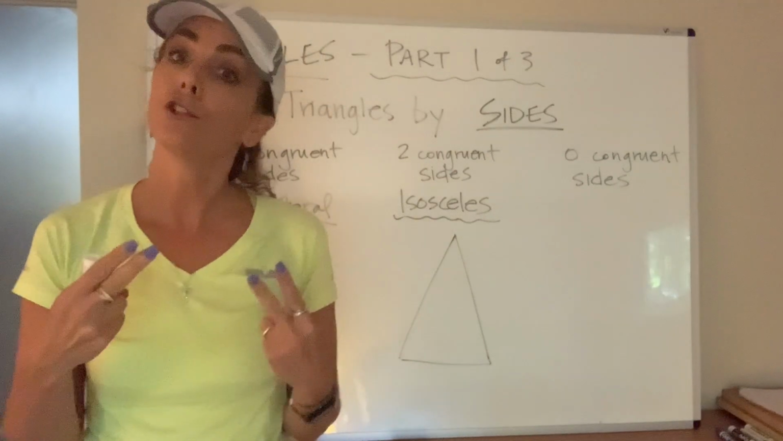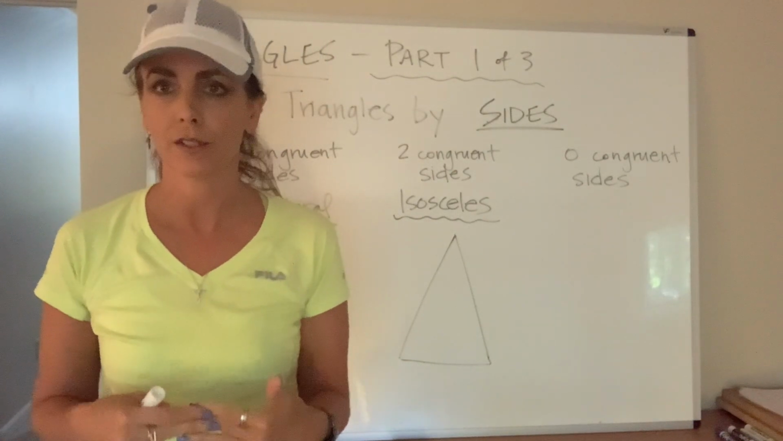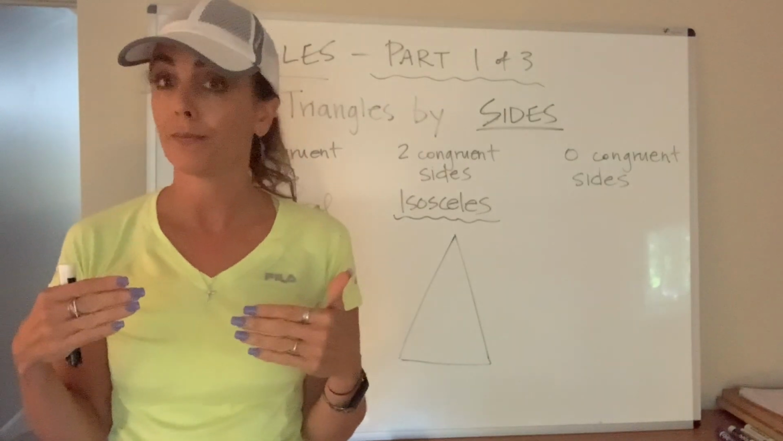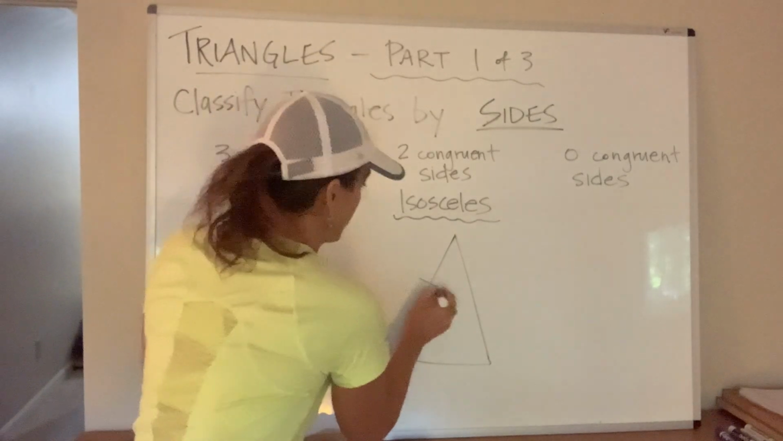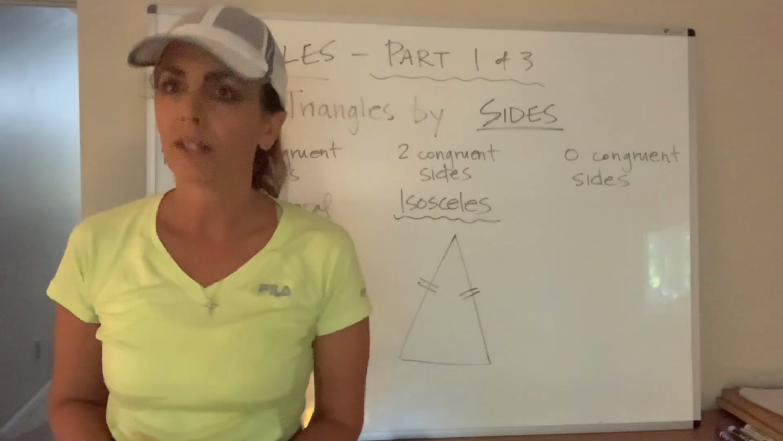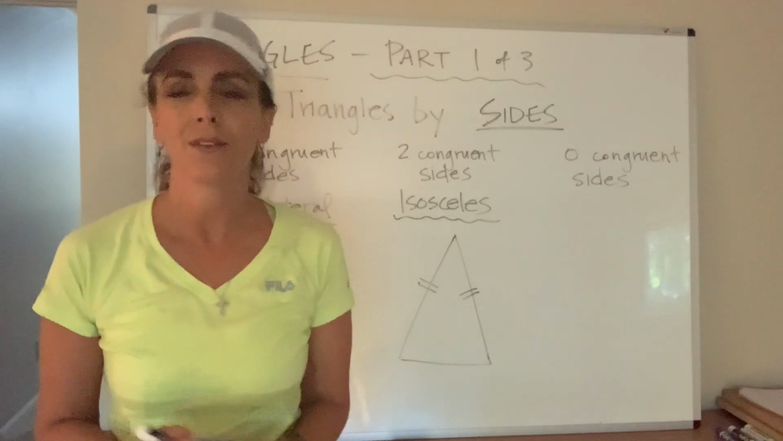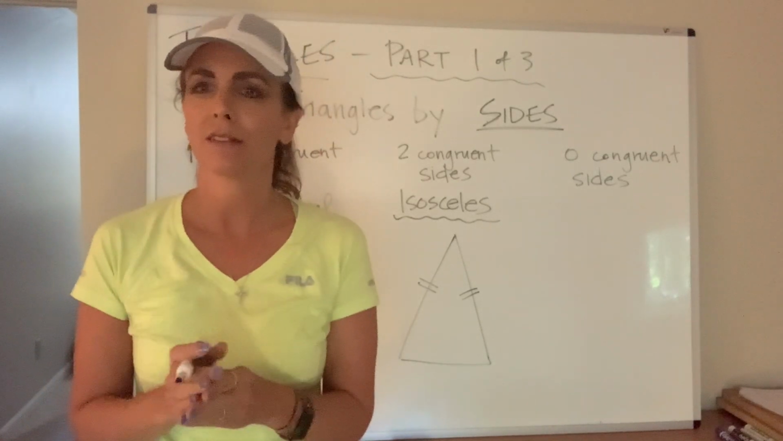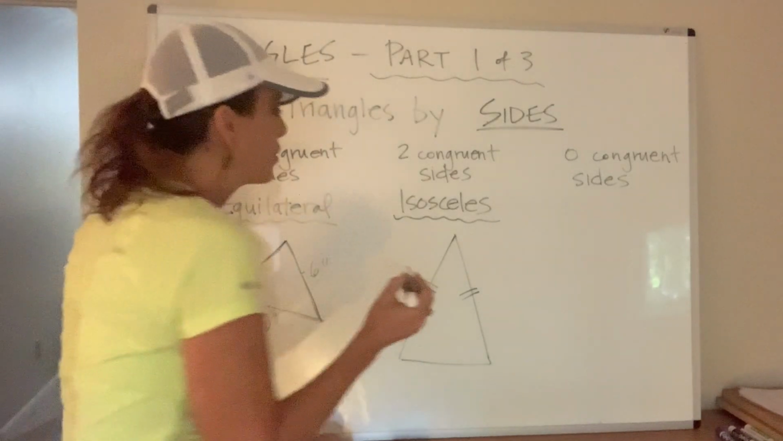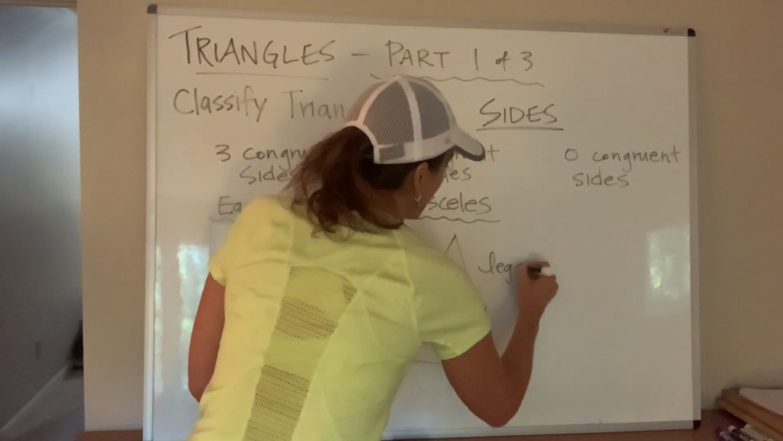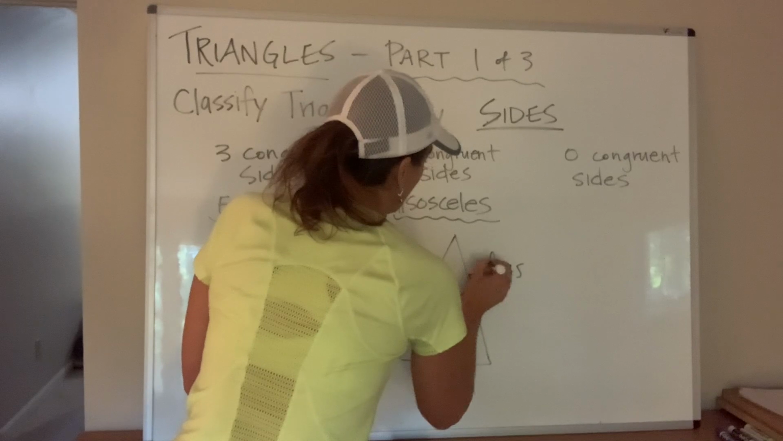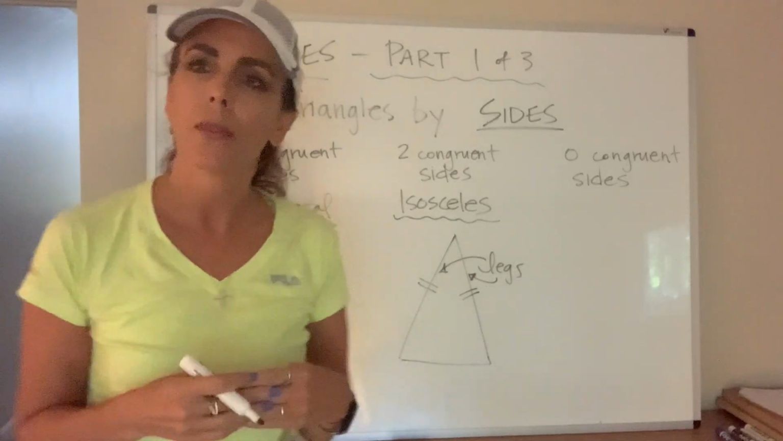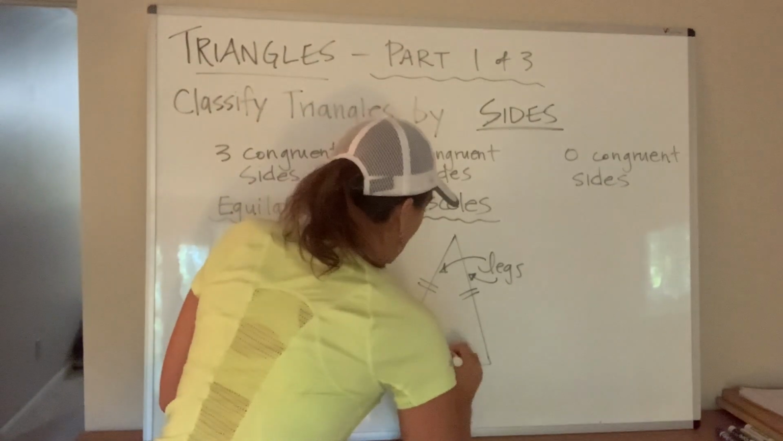If a triangle has two congruent sides, then we call it an isosceles triangle. In an isosceles triangle, the two sides that are congruent, first let's mark them. Those are called the legs. When you've got a triangle that looks like this, they kind of look like legs. But in any isosceles triangle, the two congruent sides are called legs. And then the remaining side we call the base, the side that is not congruent.